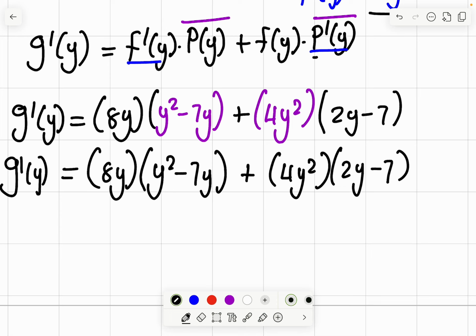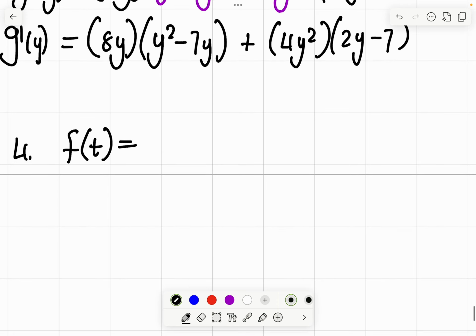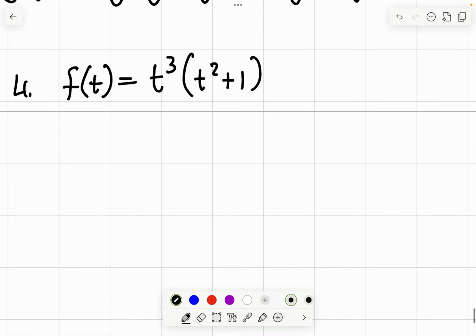So let's go to number 4. Number 4 reads as follows. It says f of t. When I see f of t, it means that deriving the function is with respect to t. We have t cubed, then t squared plus 1. So they say find the derivative of that thing. You must know they want f prime of t.